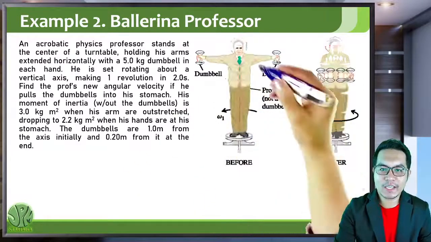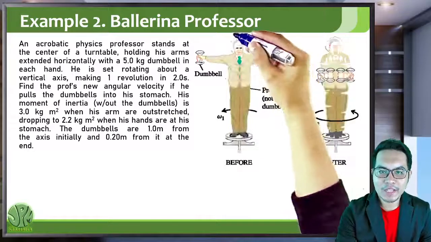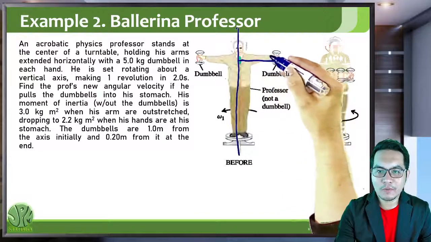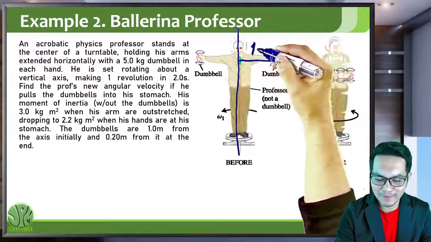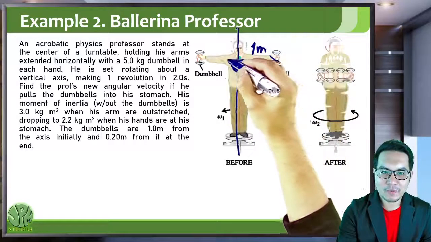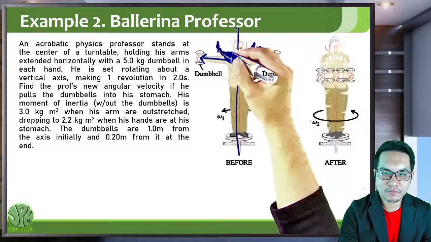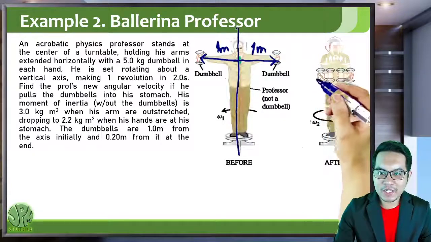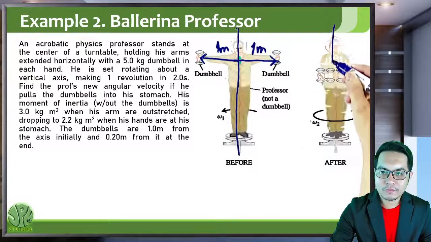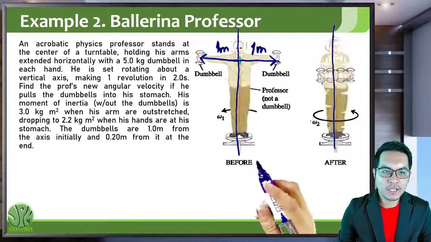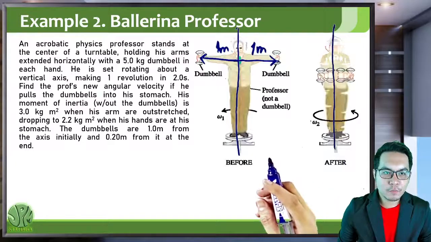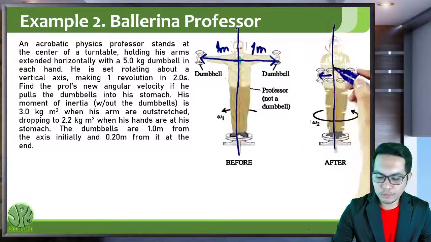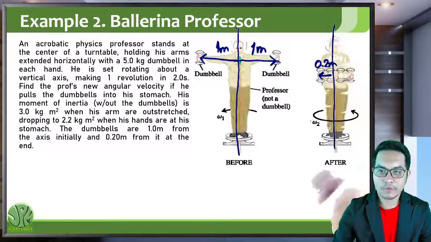So this is the axis of rotation, and the dumbbells are 1 meter from it. So that's a very long arm. That's 1 meter. That's also 1 meter. And initially, and when he now pulls the dumbbells into his stomach, the distance now is 0.2 meters.